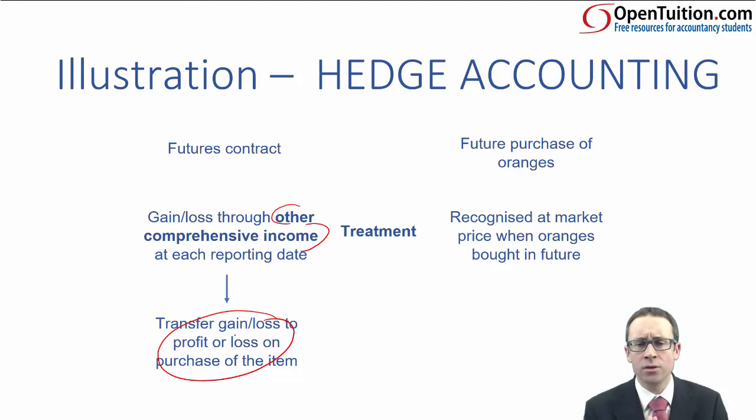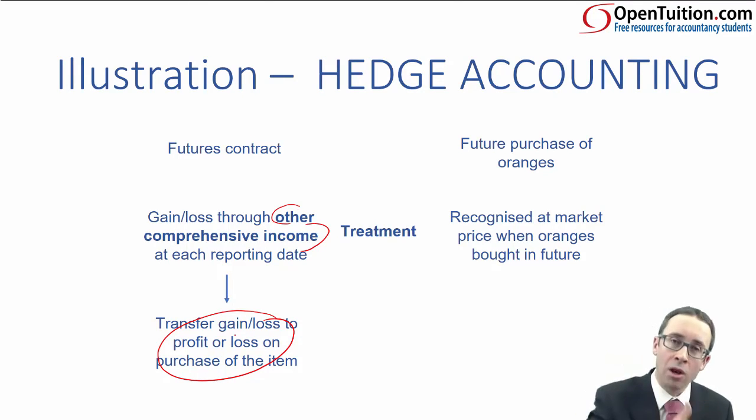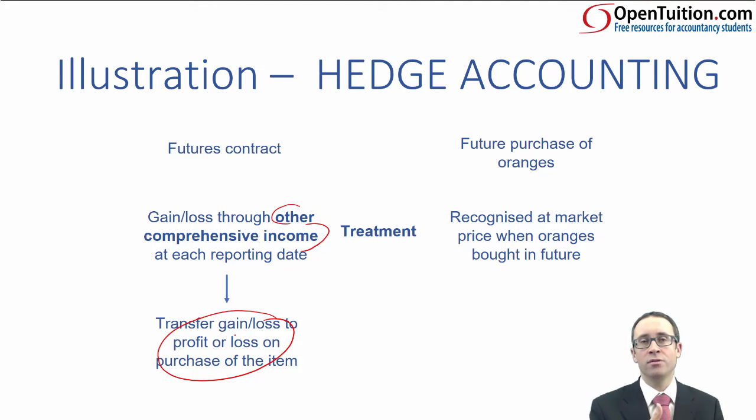When it's transferred to profit or loss, if you've got your cheaper purchase of oranges, you will have had a gain on the purchase of oranges, but there will be a loss on the future. So that loss gets added to the cost of the oranges. If you bought the oranges and they have gone up in price, you have a higher cost, but don't forget that cost will then get reduced by the gain that you've made on the future. That's about as simple as we can keep it.